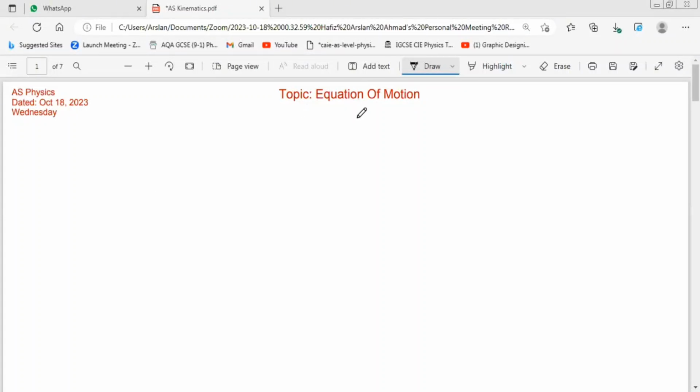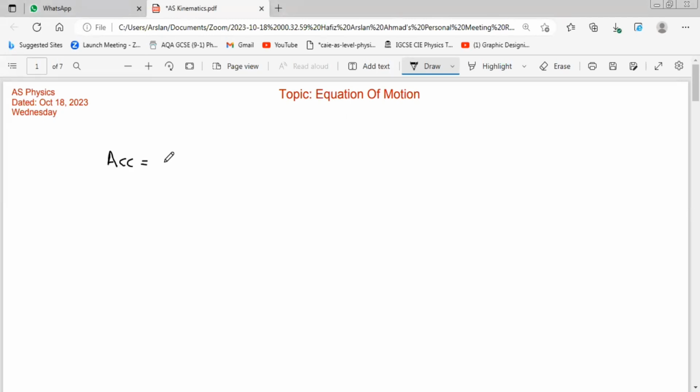We will discuss equations of motion. So there are four equations of motion. Some of these we have discussed in O levels, and now we will continue in AS Physics. So let's start. Start from acceleration.